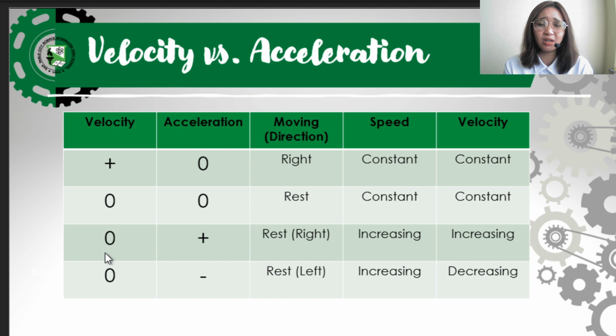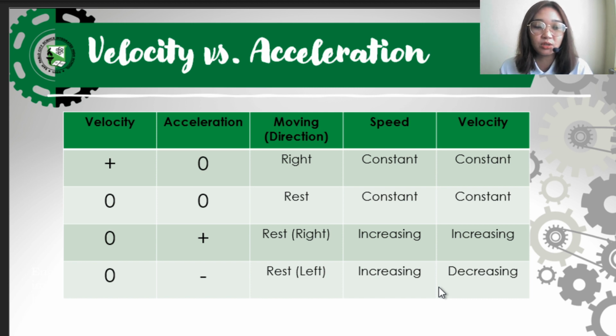If velocity is zero, but we have a positive acceleration, the object is moving towards the right with increasing speed and increasing velocity. If an object does not have a velocity but has negative acceleration, the object is about to move to the left. Speed is increasing, velocity is decreasing. Okay, so much for that.